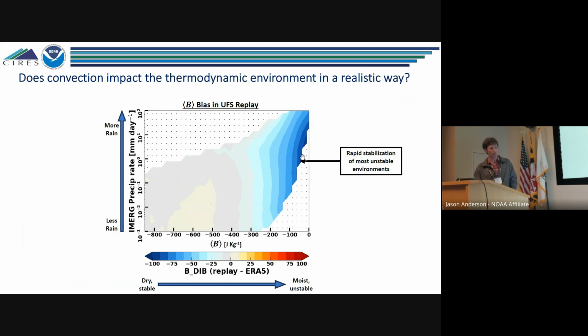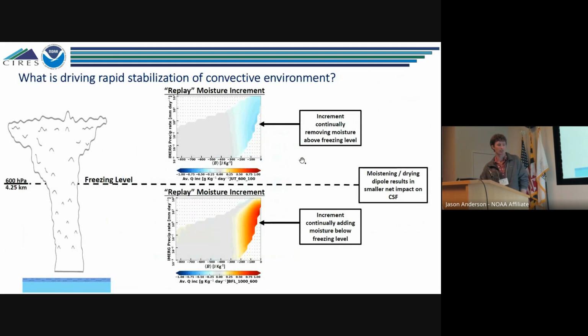And if we look at the vertical structure of this, in this case I'm looking at the replay moisture increments integrated below the freezing level in this bottom plot, and then above the freezing level in this top plot. We see that replay is continually having to add moisture below the freezing level and take moisture away above the freezing level. So we've got this moistening, drying dipole, which is not super evident if you look at column integrated measures of water, like column saturation fraction.